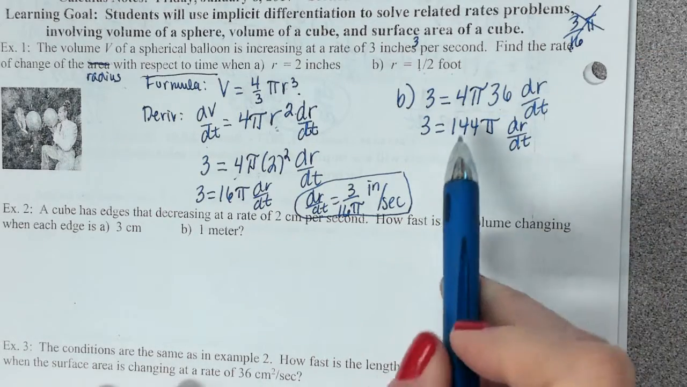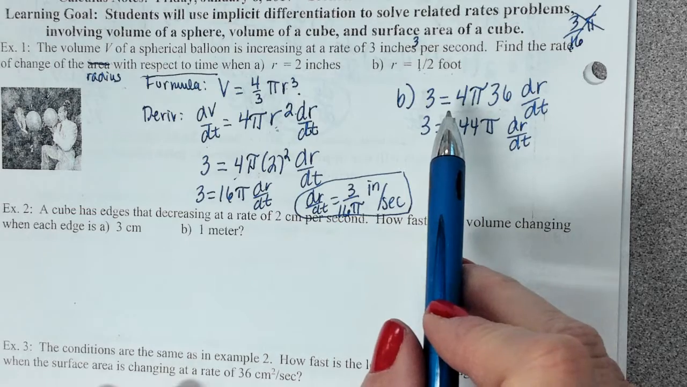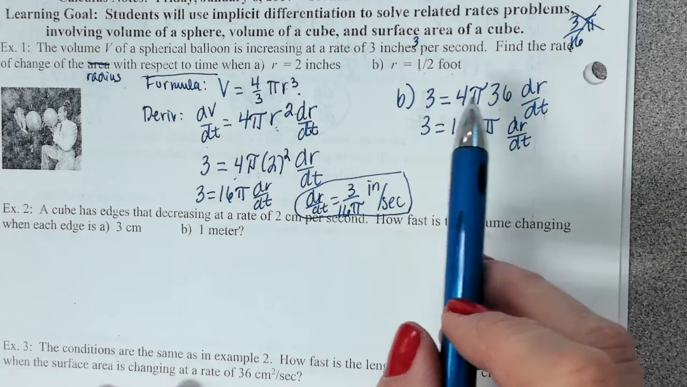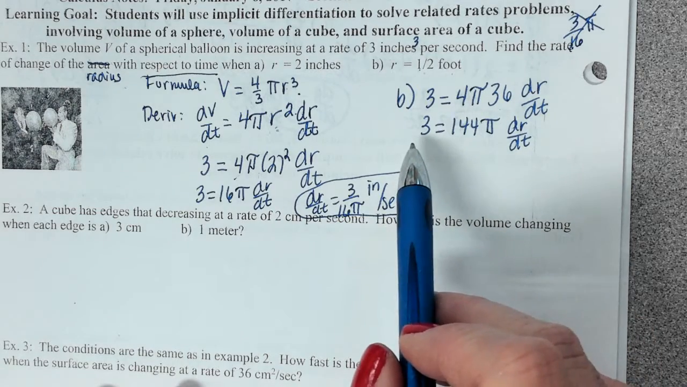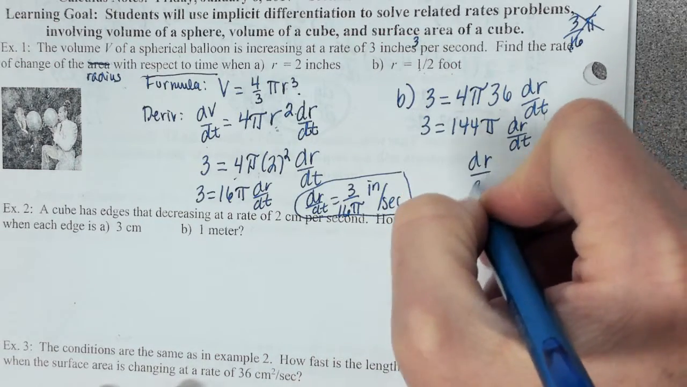Anytime I'm multiplying by 4 or by 6, I multiply by 2 and then by 2 again for 4. If I'm multiplying by 6, I multiply by 3 and then I multiply by 2. It's just faster. So now dr/dt.